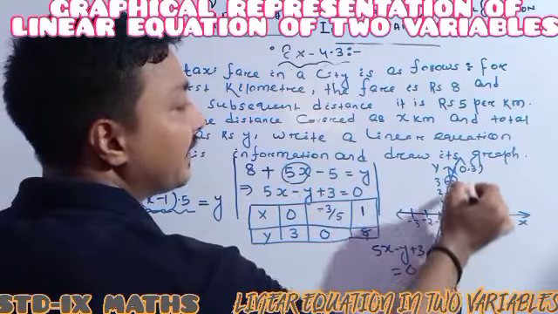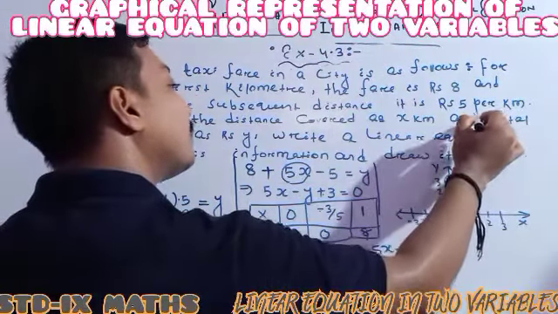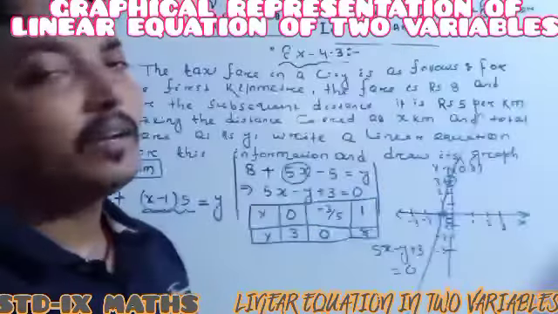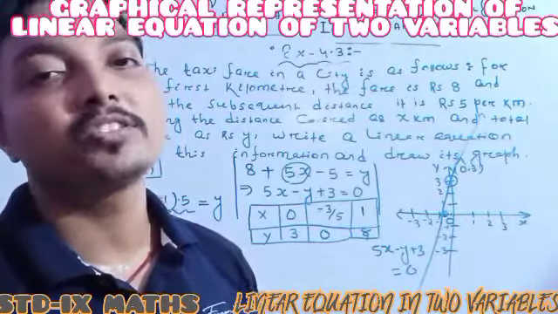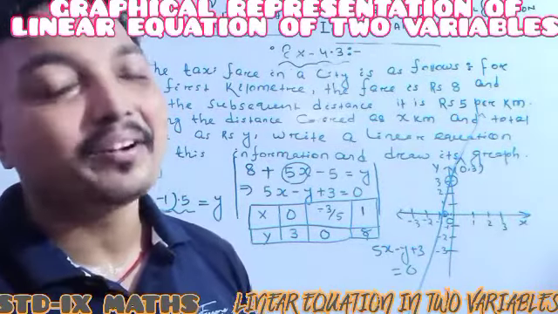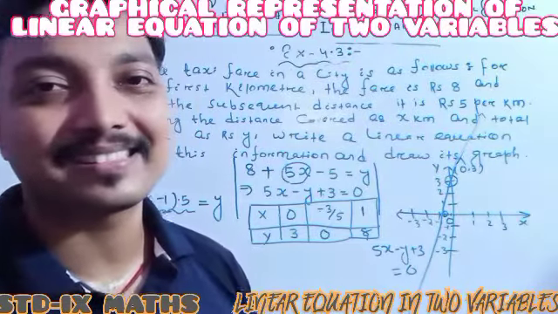1, 8 means x is 1 and here it is 8, on this side also it will cross. So by putting any values, any 2 points will be required. Any 2 points means any 2 solutions will be required. Understood? Now we will do the next question, which is a very interesting question.